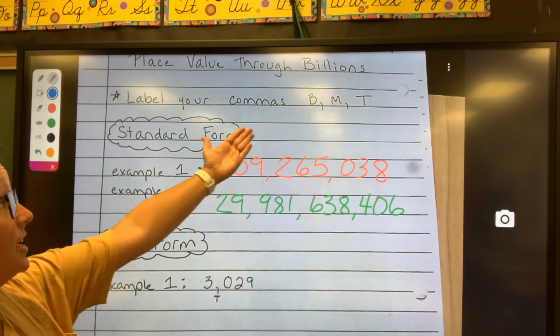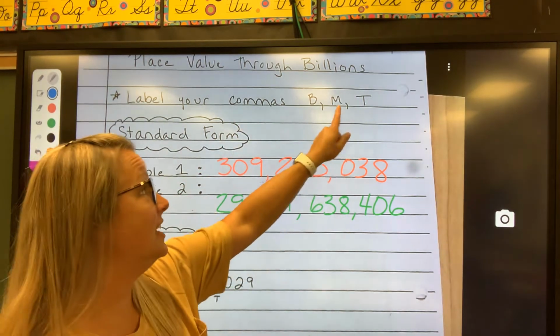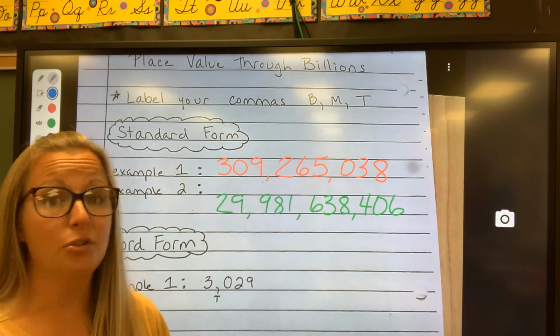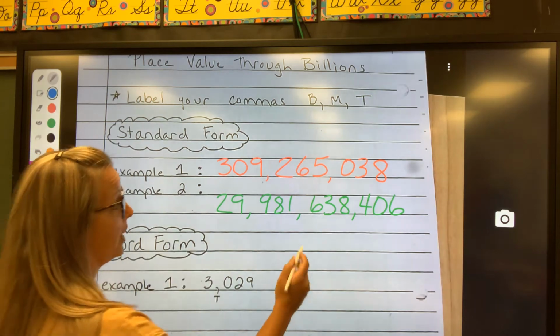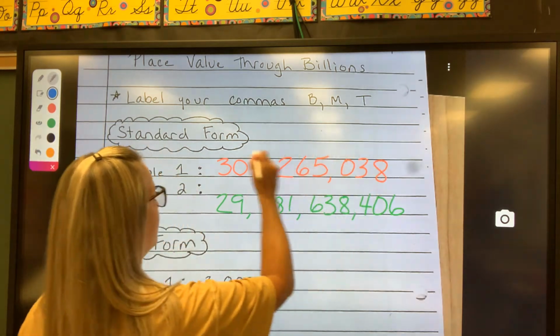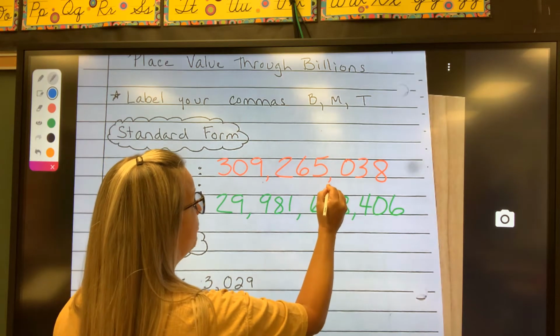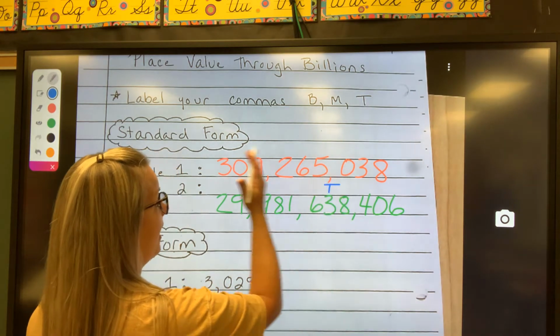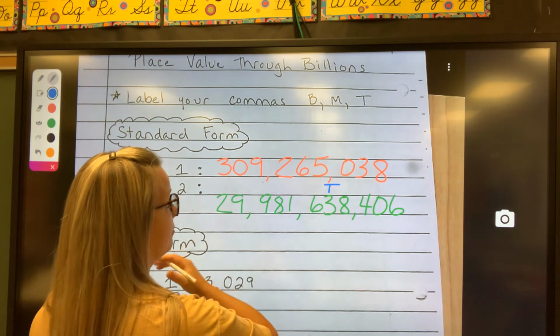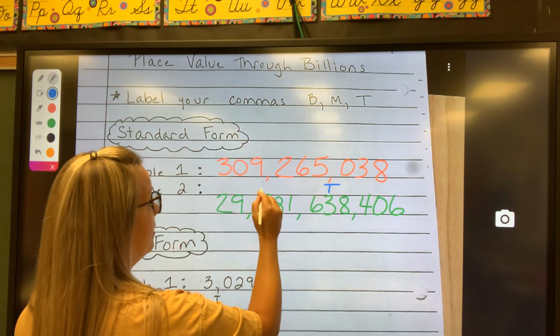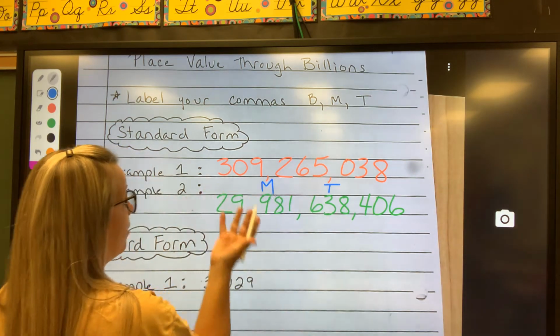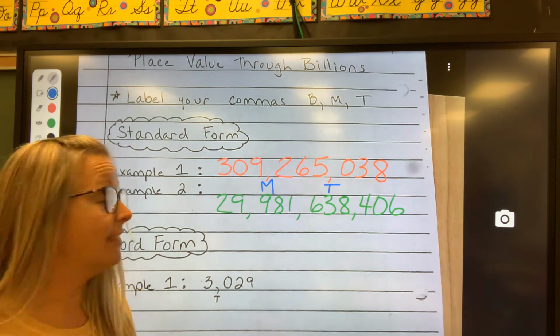Don't forget my little tip of labeling your commas TMB. So that is the first thing I'm going to do before I go ahead and try to read this. But this right here, if you were to just see this number, this is called standard form. So this is my first comma going from right to left. So I'm going to label that a T. Then I'm going to label this an M. And oh, I don't have anything in the billions, so I'm not going to label anything there.